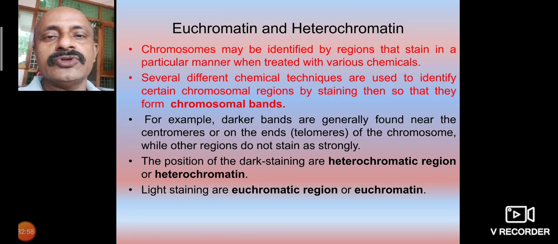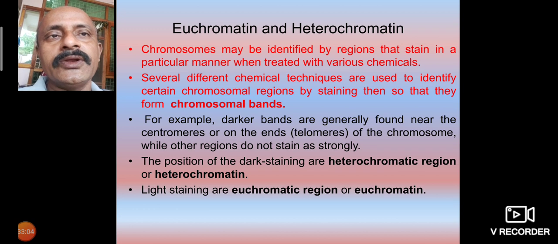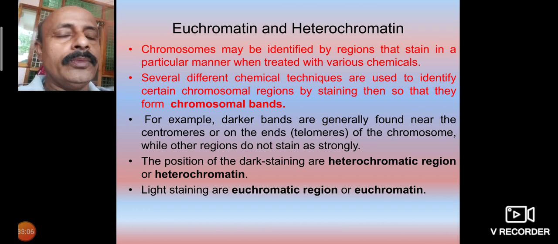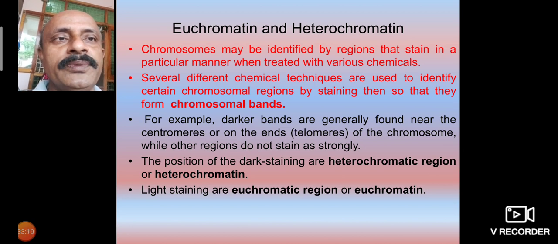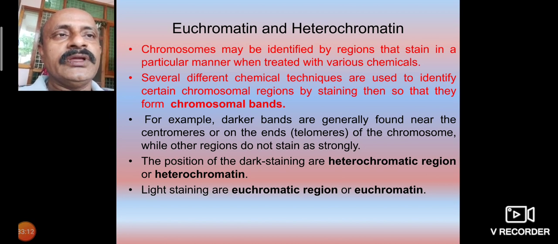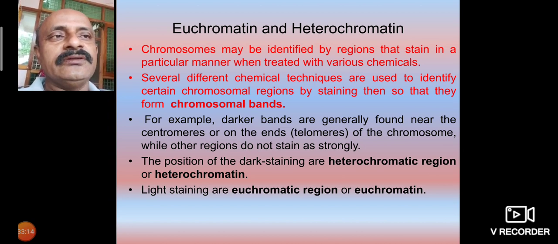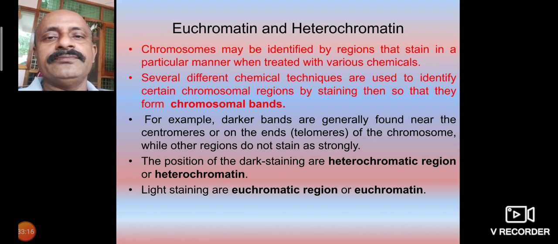Chromosomes are also classified by staining darkness into two types, euchromatin and heterochromatin. What is the meaning of euchromatin? The chromosome may be identified by regions that stain in a particular manner.